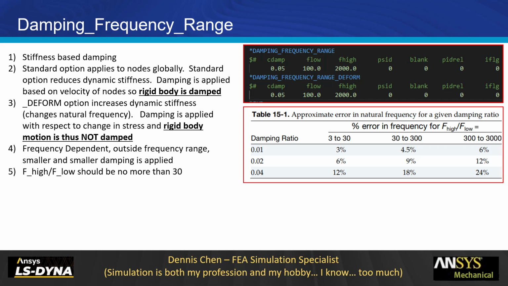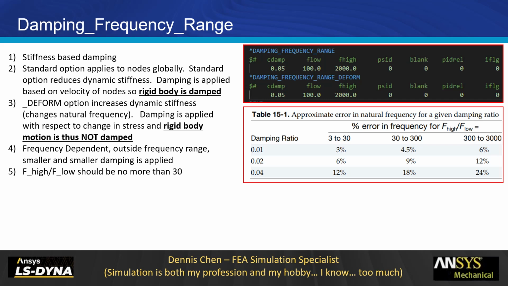If you use the deform option, it does not damp the rigid body motion. But if you use the standard option, it does damp out rigid body modes. So these things are really important to know if you're applying some kind of rigid body motion or boundary prescribed motion inside a model. Sometimes you're going to get a high reaction force, or the rigid body motion itself can be reduced, as we will see in a second.